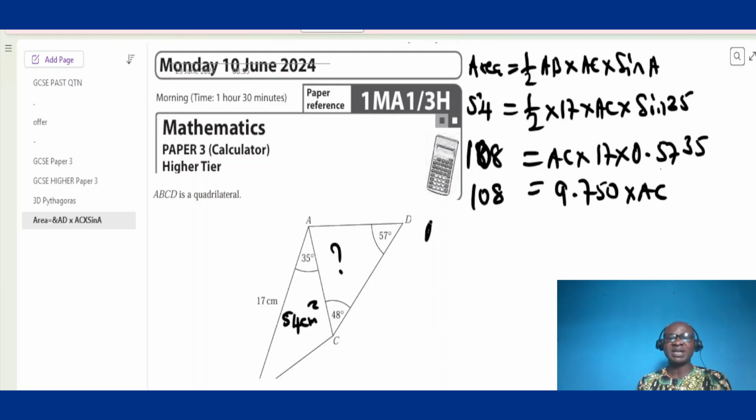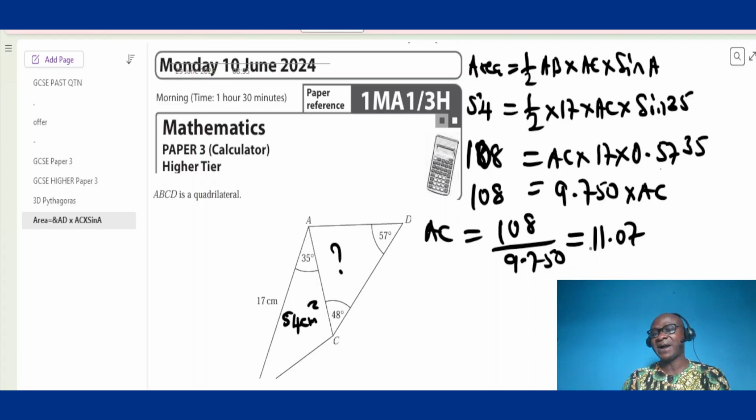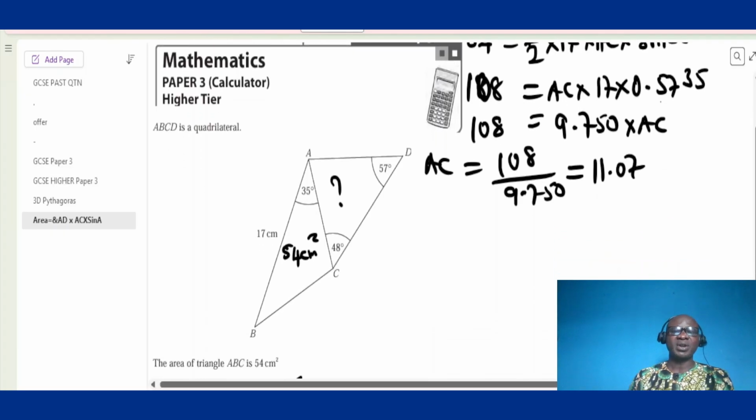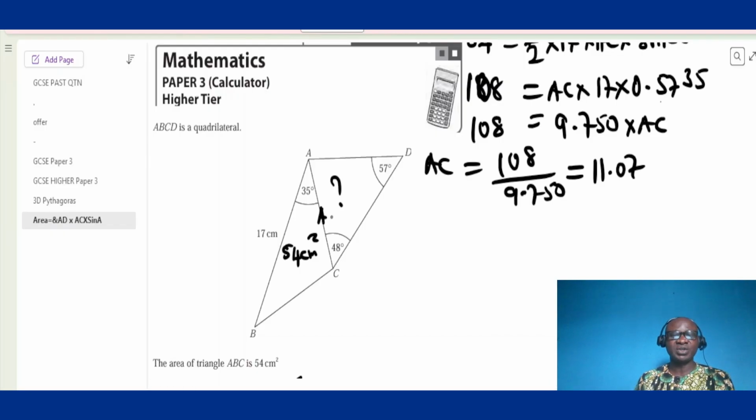This implies that the length of AC will be equal to 108 divided by 9.750. Let's do it: 108 divided by 9.75 is going to give us exactly 11.07. Now I have found the length of AC.